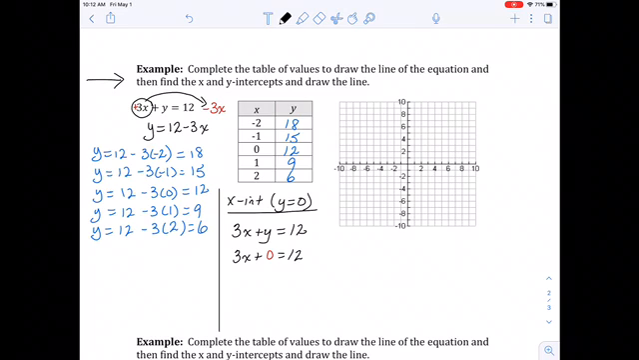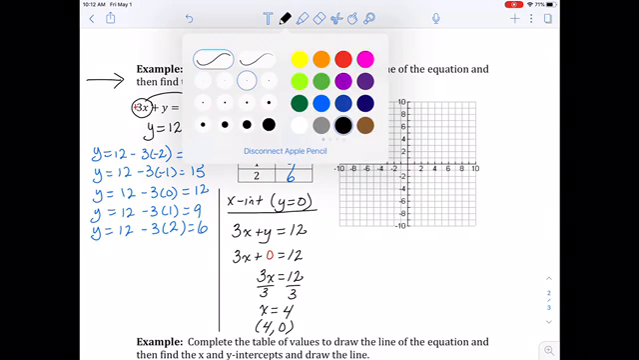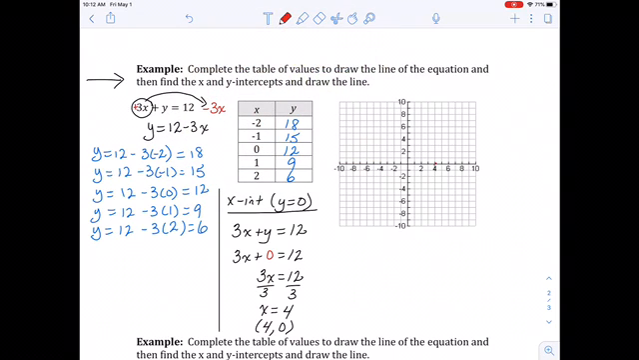And now 3x plus 0 on my left-hand side of my equation is, of course, 3x. And on my right-hand side, I've got 12, right? The left-hand side and the right-hand side are divided by the equal sign. So I'm going to divide both sides by 3. And when I divide that out, we get x equals 4. So our x-intercept is (4, 0).